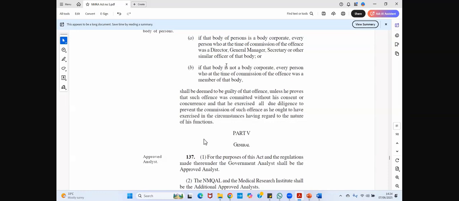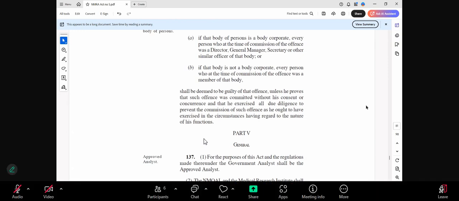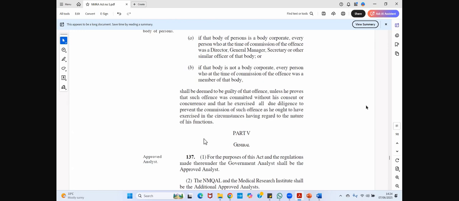Right? For example, there is no escape for the director if it's a corporate, because everything is finally signed by the director and given approval. So there is always no proving for the director, because they are the people who are actually in this position, right? So it's very difficult for them to get away from this type of punishment, right?